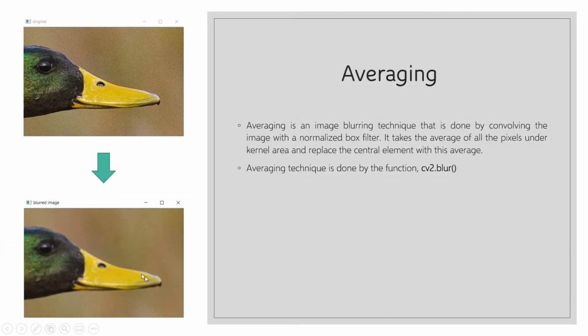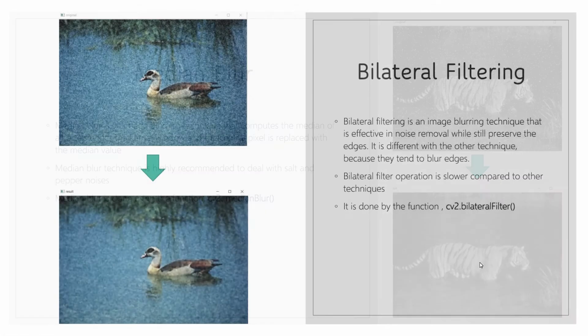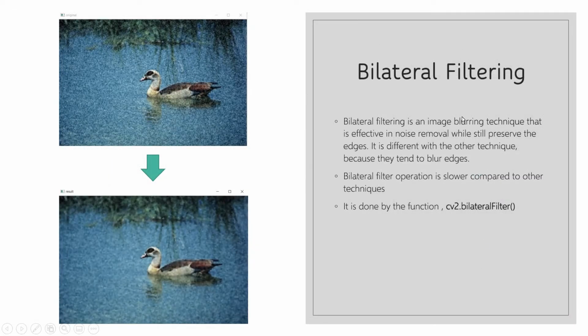In this image also, as you can see right here, the dark faces become a little bit blurry, and this one, the tiger, is quite blurry also. But for bilateral filtering, yes, it is quite blurred, but the edges are still a little bit clear. This technique is done by the function cv2.bilateralFilter.